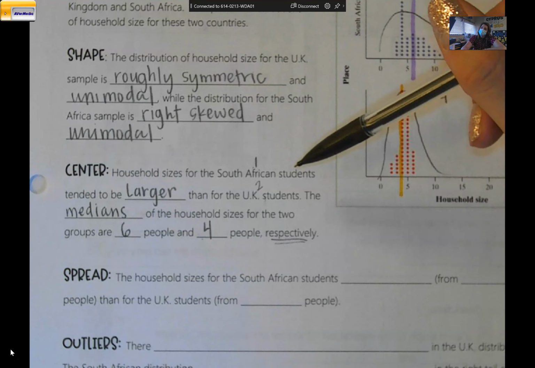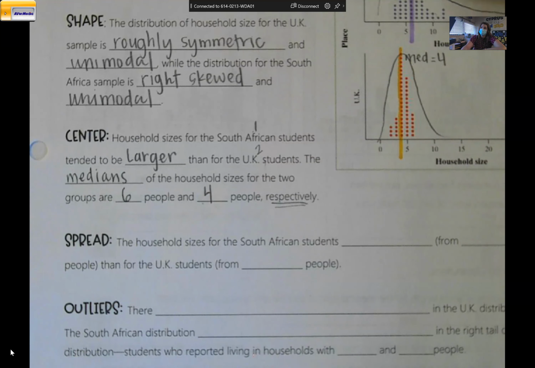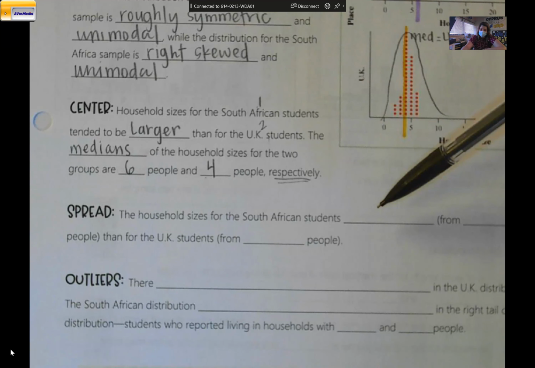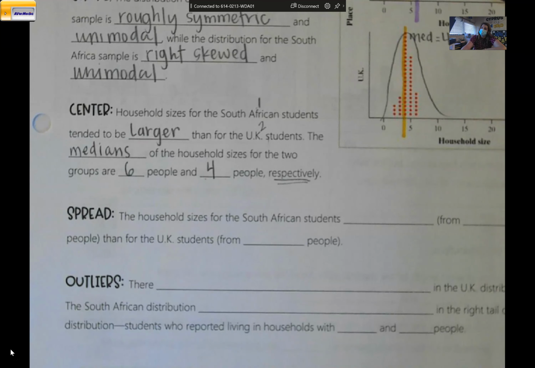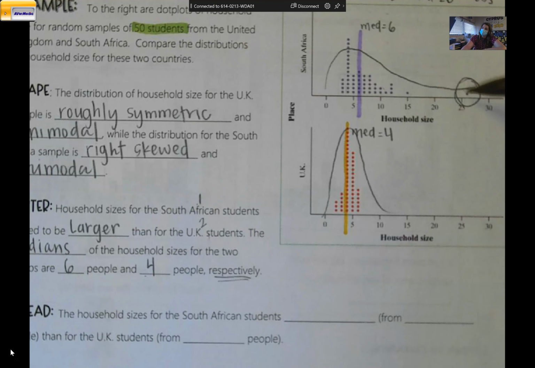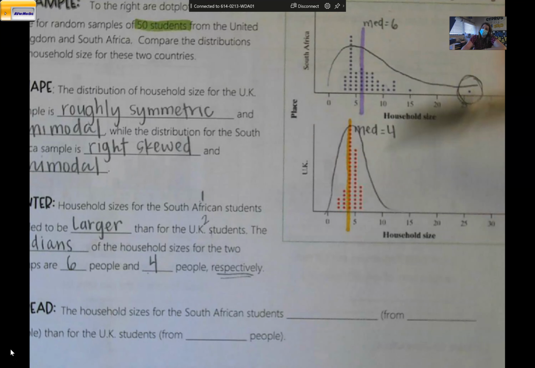Okay, so we got shape, we got center, so we know the different shapes. We know that typically South Africa has a larger household size than the United Kingdom. And now we're going to talk about spread. For this spread, we are going to use the range because that's pretty accurate if we exclude this outlier, which we can't, but the easiest thing to do here to compare these spreads is to use the range.